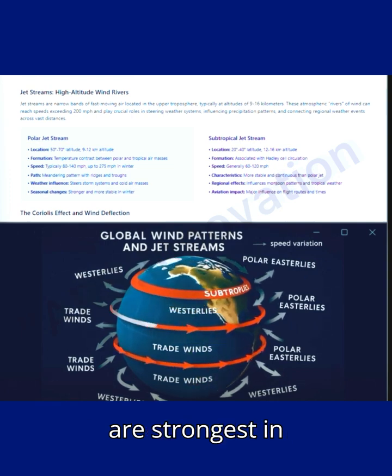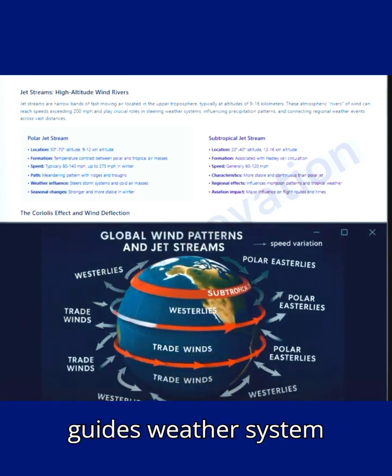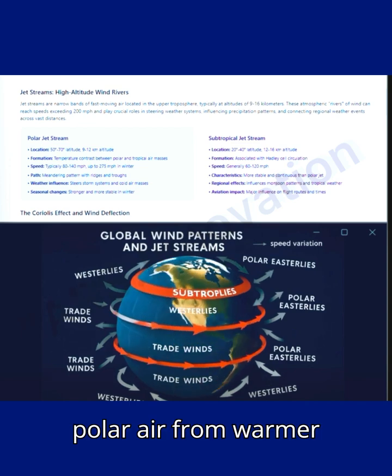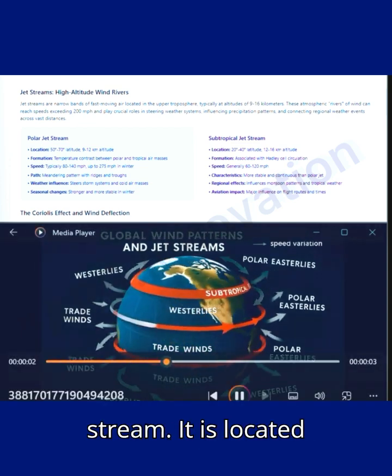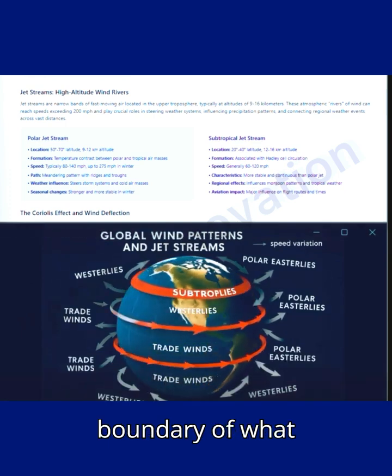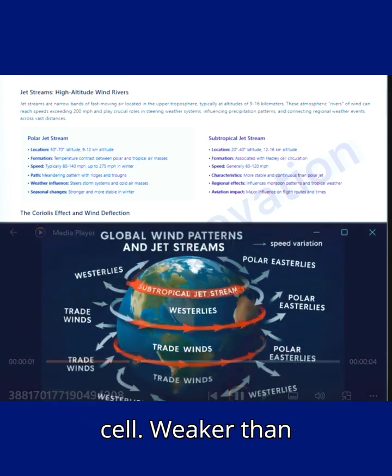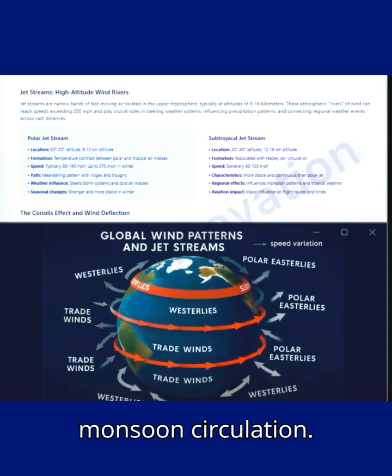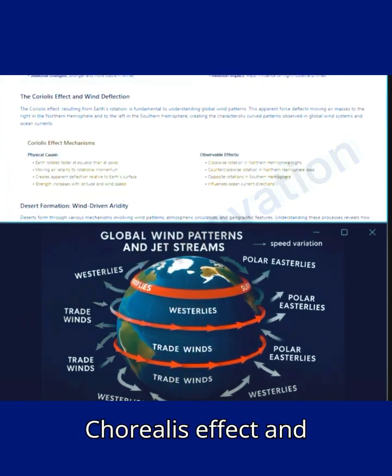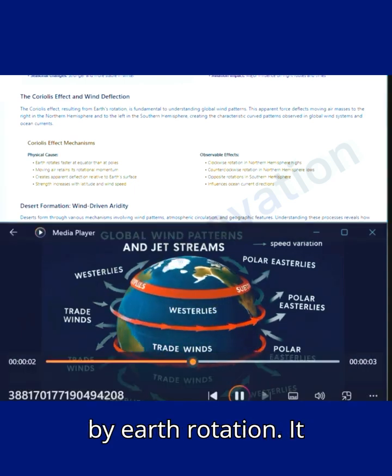The polar jet stream is found near the boundary of the polar and Ferrel cells. They are strongest in winter. These guide weather systems and separate cold polar air from warmer mid latitude air. The subtropical jet stream is located near 30 degrees latitude at the boundary of the Hadley cell and Ferrel cell. It is weaker than the polar jet. It affects storm tracks and monsoon circulation.